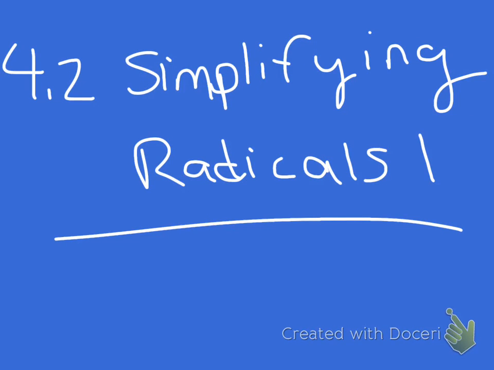Okay, we're going to be simplifying radicals. I think this is going to be a review of what we've already done. We've already done cube roots and fourth roots and so forth, and now we're going to be pulling some of them out if we have perfect square roots inside.